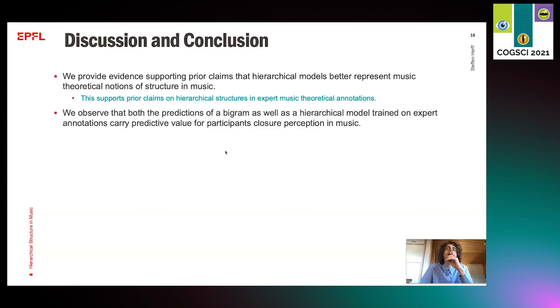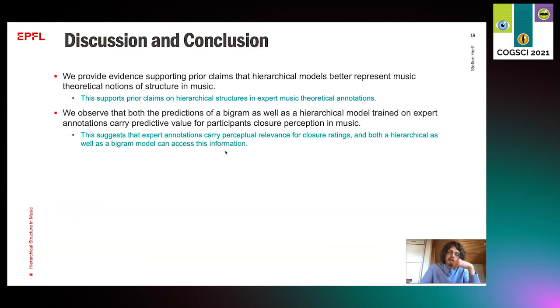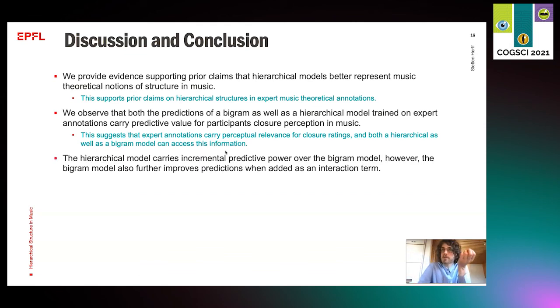Now, what we also see is that both the predictions of a bigram as well as a hierarchical model trained on expert annotations carry predictive value for participant closure perception in music. Now, this is quite exciting because what this means is that our expert annotators have insight into the structures of music, and these structural insights translate into the perception. So the annotations of the expert directly carry predictive value for the perception of listeners, and in our case, non-expert listeners. Now, what we also see is that the hierarchical model carries incremental predictive power over the bigram model. So this answers our original research question.